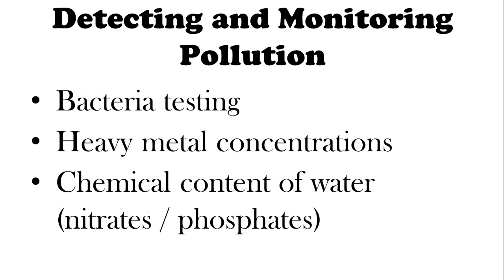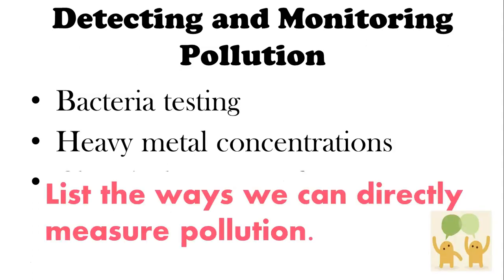Rounding out our examples of direct measurements of pollution, we've got bacterial testing in the soil, where we can take a sample and determine the amount of organic matter or bacteria present. The concentrations of heavy metals in soil, such as zinc, lead, or copper. These tend to show up in industrial areas or through the application of fertilizers in agriculture. Also coming from fertilizers are nitrates and phosphates, which tend to end up in the water supply, and this can be directly measured as well. We should be able to list some of the ways that we can directly measure pollution in the environment.